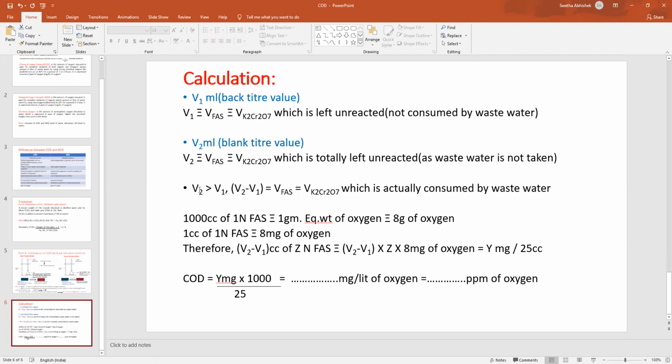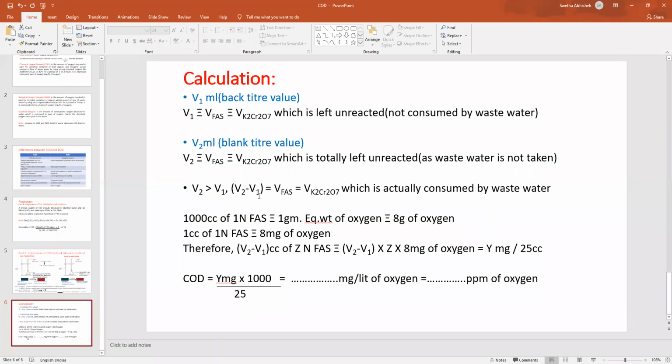Now, you take the difference. So, V2 is greater than V1, right? Because V2 is equivalent to the total 5 cc of K2Cr2O7, whereas V1 is equivalent to partial K2Cr2O7. So, definitely V2 will be greater than V1. Remember, blank titer value is always greater than back titer value. So we take the difference of blank titer value and back titer value, that is V2 minus V1.